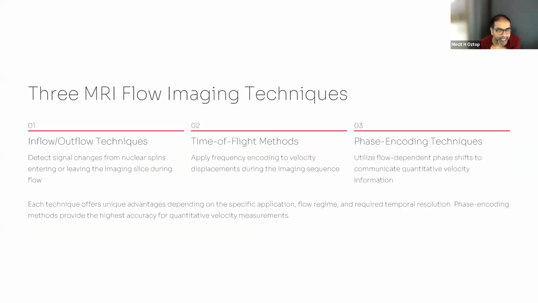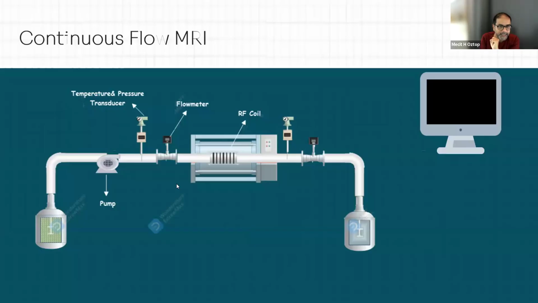flow imaging techniques: inflow outflow techniques, time of flight methods, phase encoding technique, and the one that we have used is the phase encoding technique. Each technique offers unique advantages depending on specific application and the required resolution. Phase encoding provides the highest accuracy for quantitative velocity measurement, since we want to find the rheological quantitative parameters. We wanted to utilize this phase encoding system.